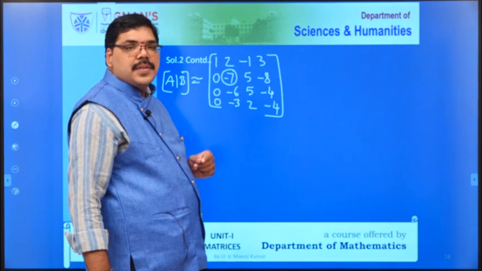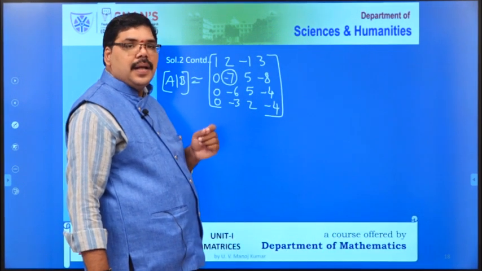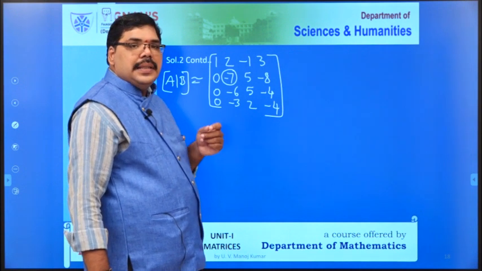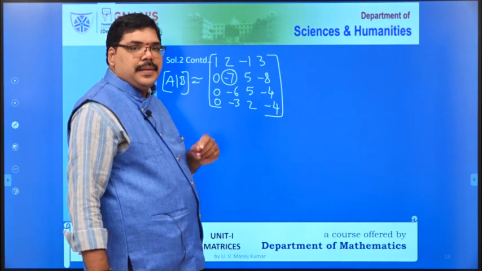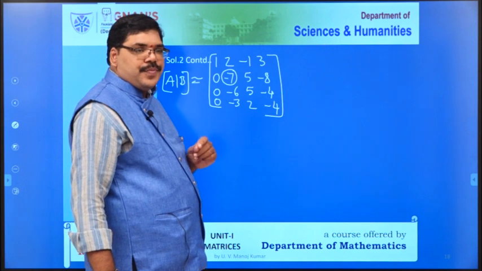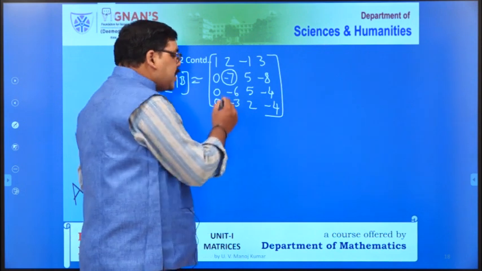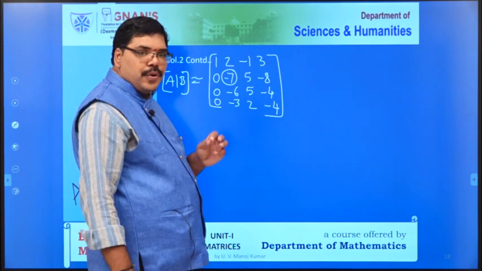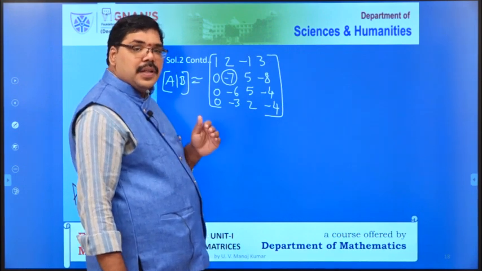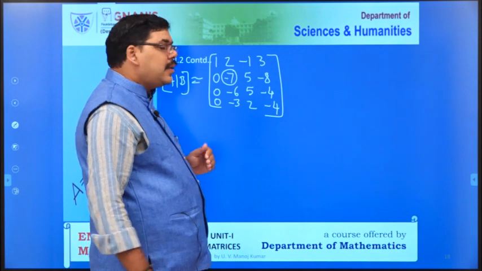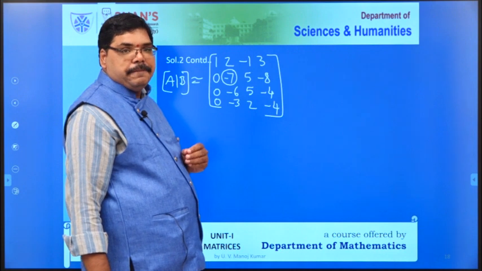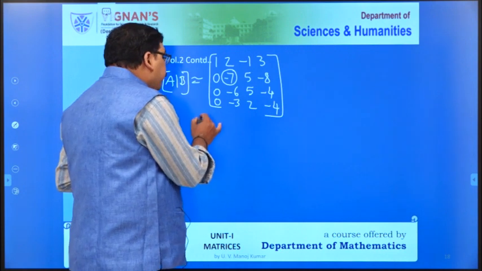We want to use the second diagonal element in R2, minus 7, and reduce the elements which are below it into zeros. So we want to reduce minus 6 in the third row and minus 3 in the fourth row into zeros. For that, what are we going to use? We are using R2. So what row operations do we need to apply? Let us see.